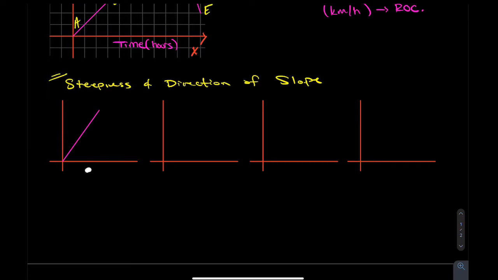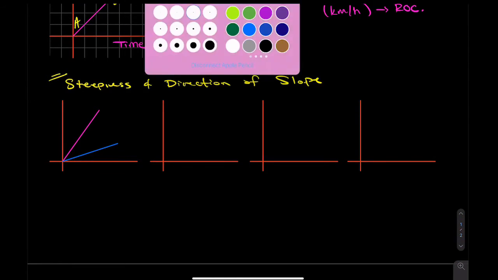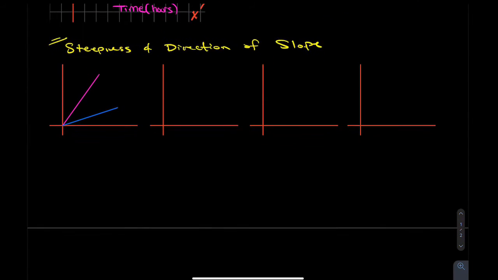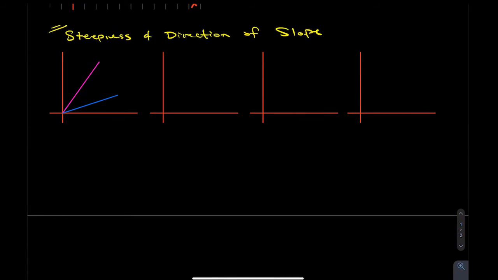Actually, we're going to draw 2 on here. So we'll draw one in pink. We'll draw the other one in blue. Pen has been glitching for some reason. And what I want you to do is to take a minute and describe how each of those slopes are different and what's similar about them.